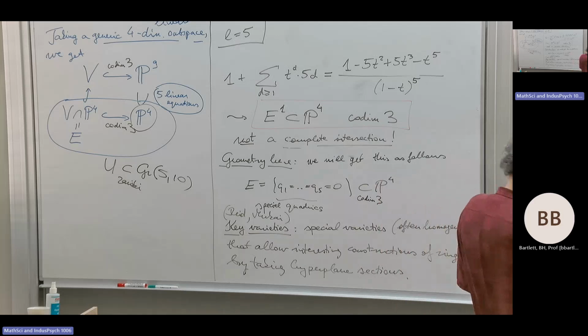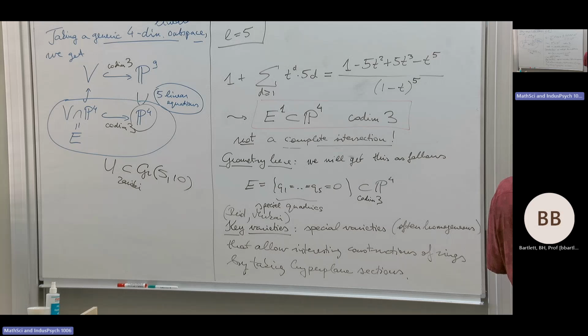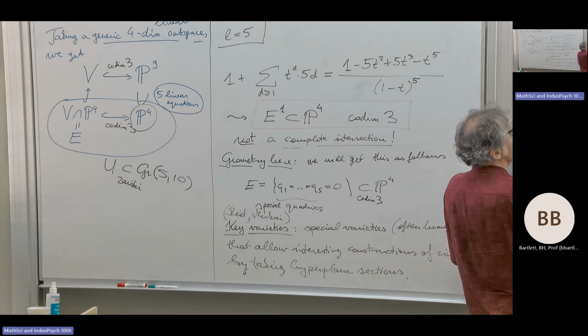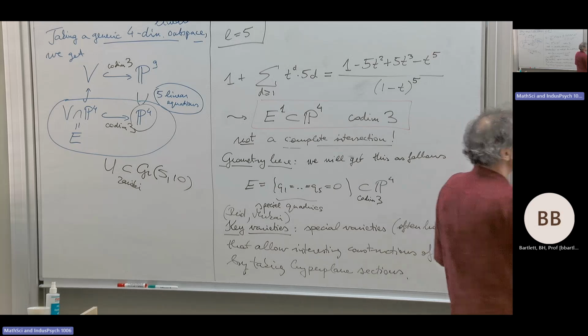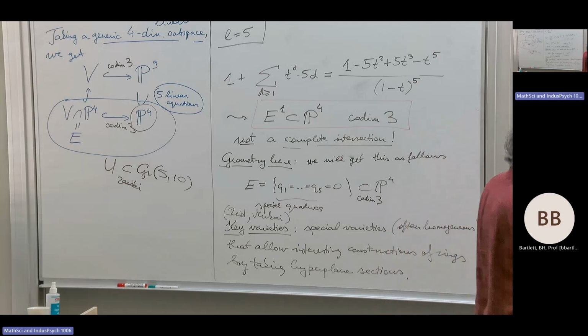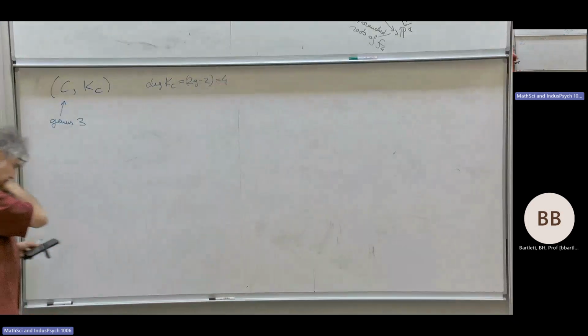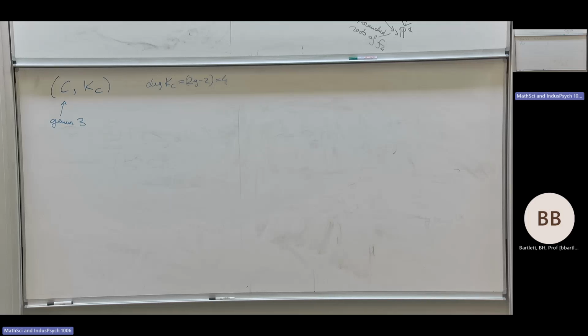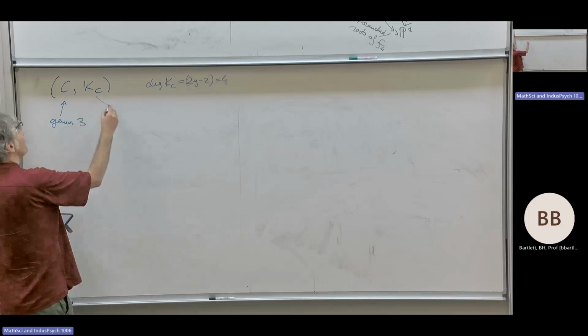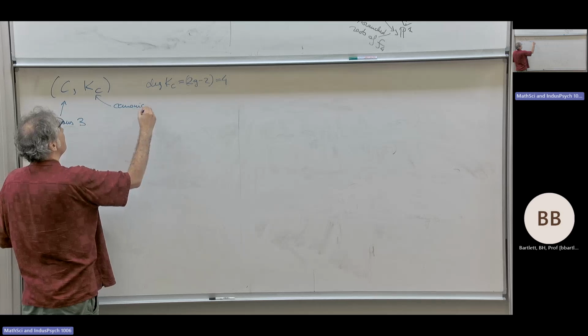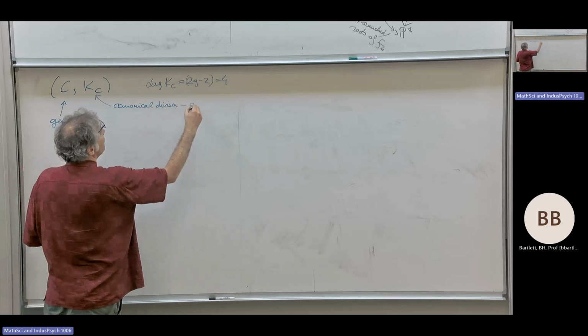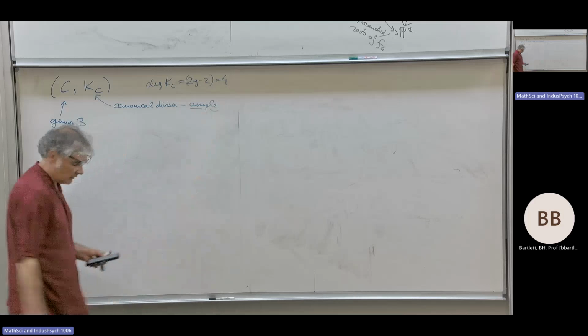Yeah. So suppose I have a smooth curve and its canonical divisor. So this is genus 3, and I want the degree of the canonical divisor. Then it's going to be 2g minus 2, so this is 4. This is just basic algebraic geometry. So this is the canonical divisor, and it is always ample. The canonical divisor is always ample on a curve of genus greater than 1.